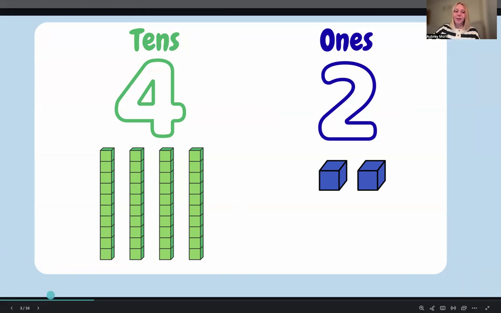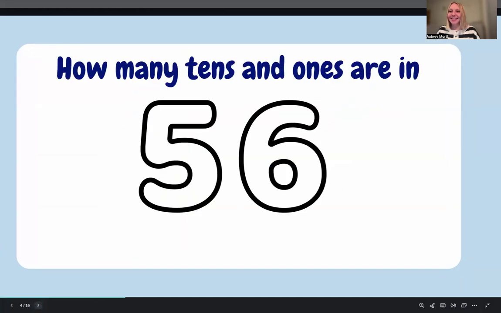So now we're going to practice with the number 56. So how many tens are in 56? Right, there are 5 tens in 56. And how many ones are in 56? 6. Correct. Great job, guys.